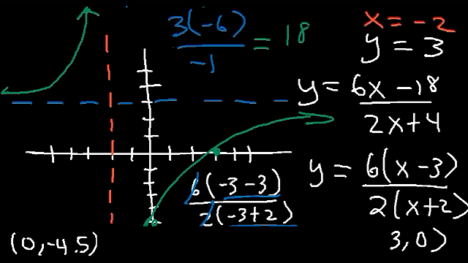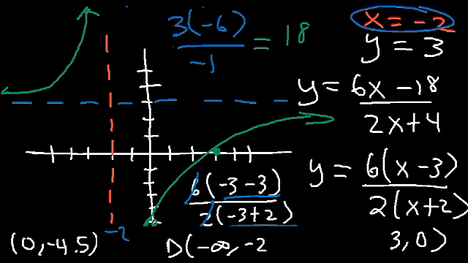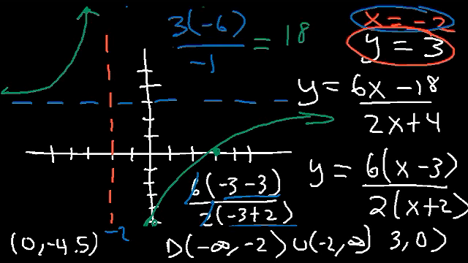Now, what do you think the domain and range of the function is going to be? How can we figure it out? Feel free to pause the video and see if you can get the answer. So for the domain, all we need to do is remove the vertical asymptote, negative 2. X could be anything except negative 2. So it's going to be negative infinity to negative 2 union negative 2 to infinity. And for the range, simply remove the horizontal asymptote. So the range for the function is going to be negative infinity to 3 union 3 to infinity.